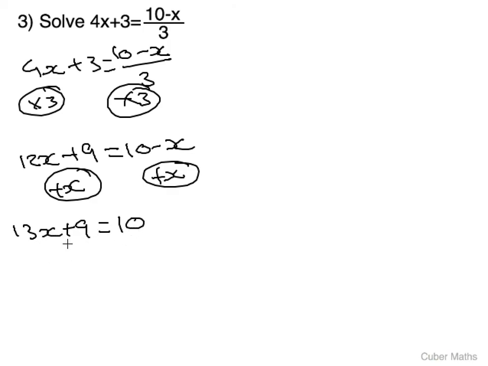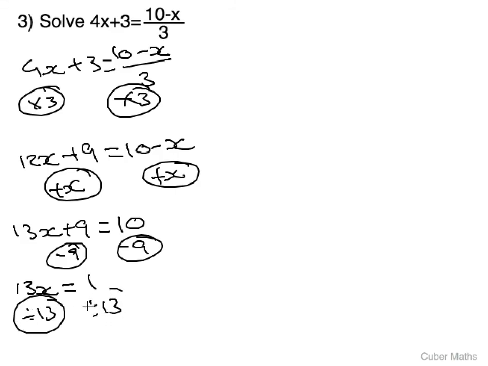Now to get x on its own, we need to take away 9. So when we do that, we end up with 13x is equal to 1. Now, just to get 1x, we need to divide by 13 because we have 13 x's. So we're going to get x is equal to 1 over 13.